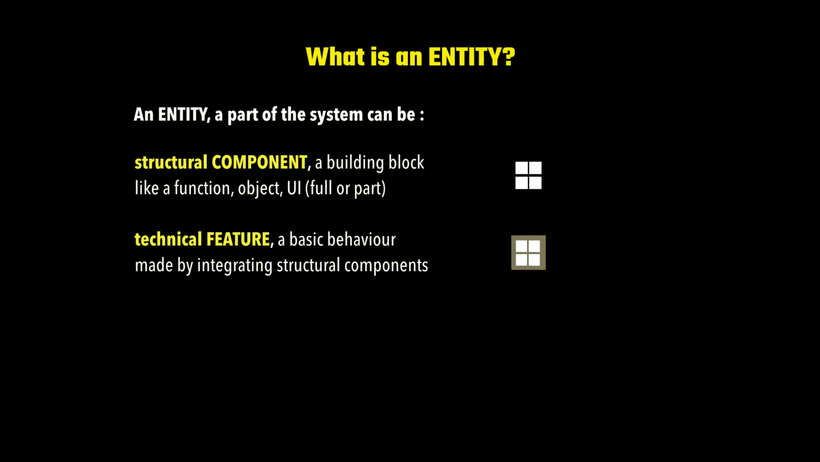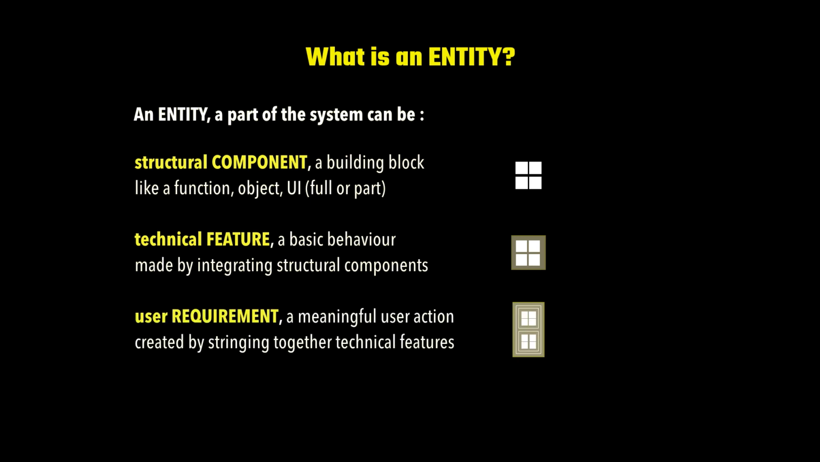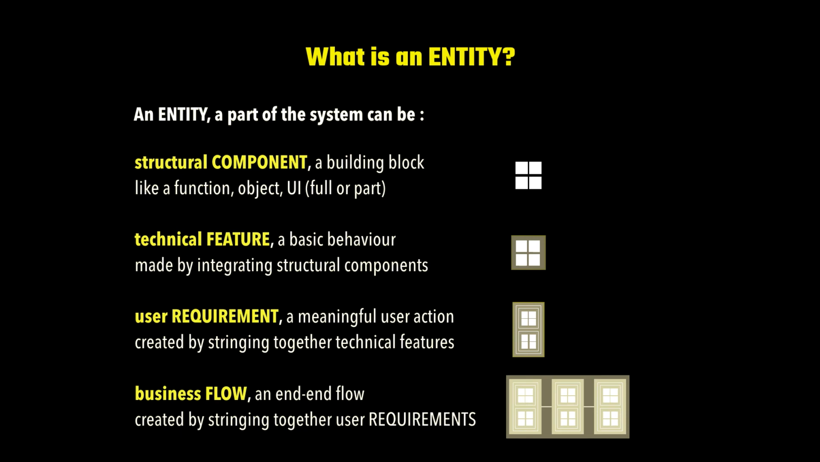Or it could be a technical feature where we see a very basic behavior made up by integrating various structural components. Or it could be an end user requirement, a meaningful user action that can be done by a user, which is really created by stringing together various technical features. And finally, at the highest level, a business flow, an end-to-end flow, which is created by stringing together multiple user requirements. So an entity can be any one of those, the smallest being a building block or a structural component, and the largest being an end-to-end flow, which is really a business flow.